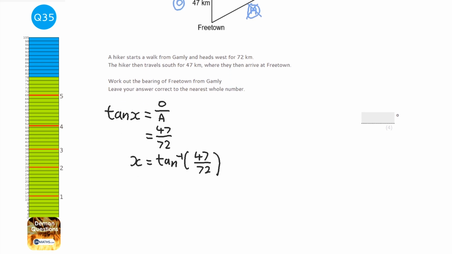Okay, let's just scroll down. Okay, so on the calculator you want to click shift or the equivalent on your calculator and then tan, and then you press the fraction button, 47, and go down, 72. Just don't forget to close the brackets. Every time you click tan or inverse tan, it opens the set brackets. Just make sure you shut them. Let's press equals, and that equals 33.1356, blah blah blah.